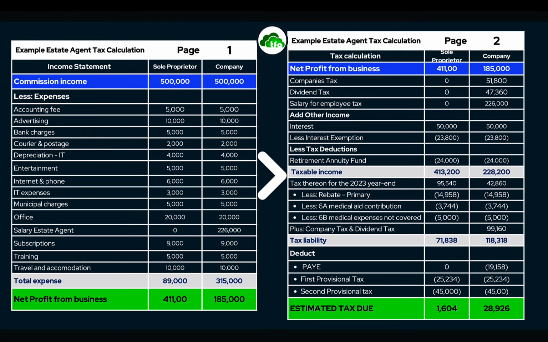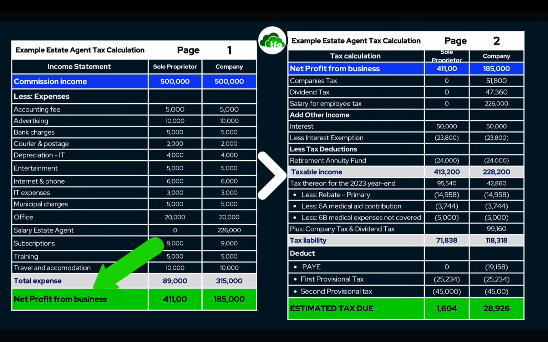At page 1, which is basically the income statement of the business, we start with the commission income line of 500,000. We then have the typical expenses of a real estate business. I am not going through each line in detail. You can find and download this presentation on our website, where you can go through the detail at your own time. The total expense amounts to 89,000 and 315,000, leaving a net profit from the business of 411,000 in a sole prop and 185,000 in the company.